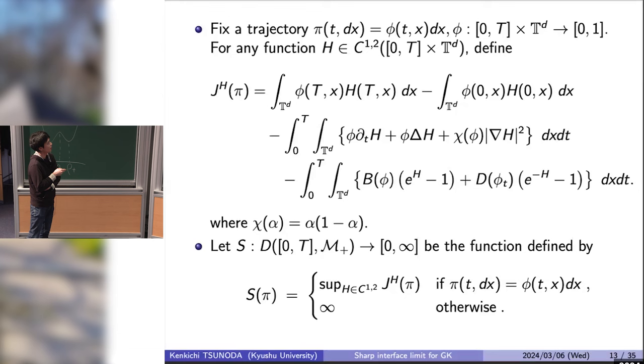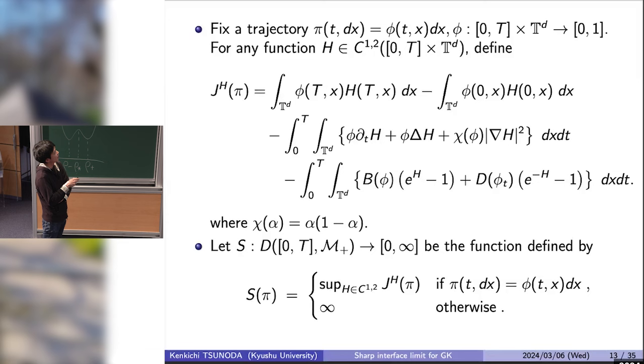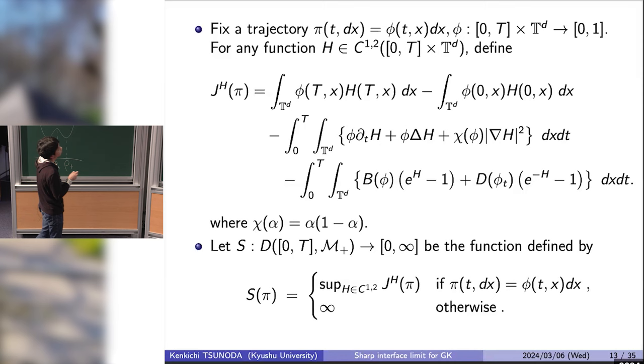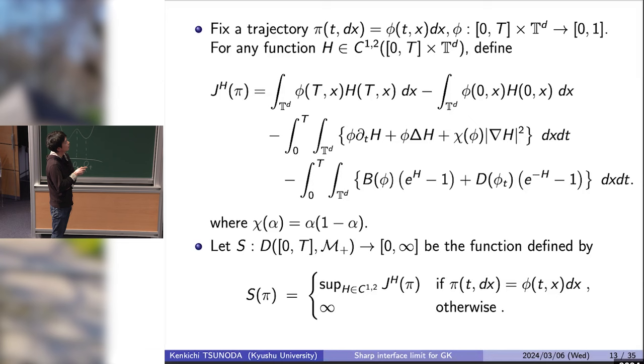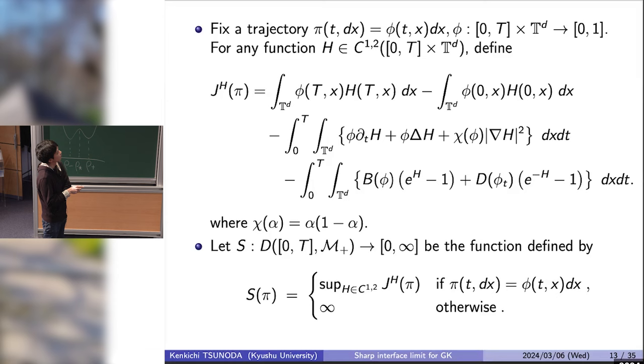So this slide gives you the definition of the rate function. Let us see this definition. Let us consider a general evolution of density, so let us give a density evolution phi t x. So phi t x is just a function on space and time, and we first consider a functional JH, given by this formula. For each H, H is a test function, some smooth function on the space and time domain, and we consider this somewhat complicated integral.